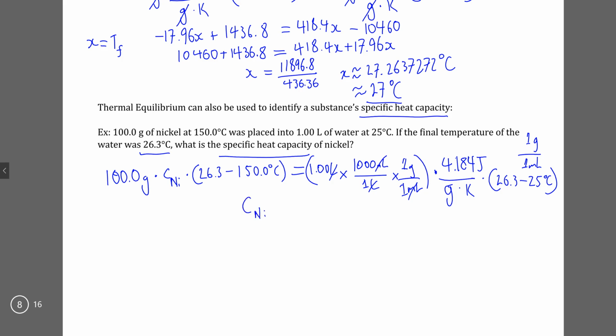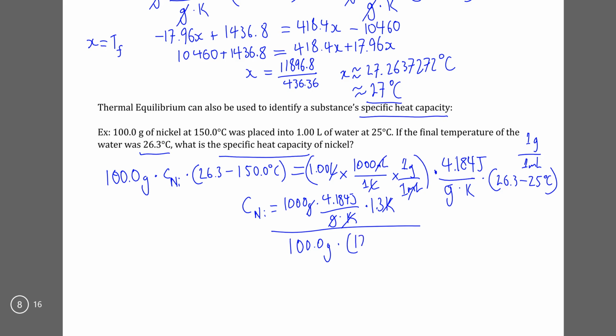So I'm going to do that here. So in the numerator, we have, again, 1,000 grams of water times 4.184 joules per gram per degree Kelvin. And if you do 26.3 minus 25, that comes to 1.3 degrees Kelvin. And there is our numerator. And in our denominator, we would be dividing by 100.0 grams times this number here, which you'll notice that the sign is not quite right.